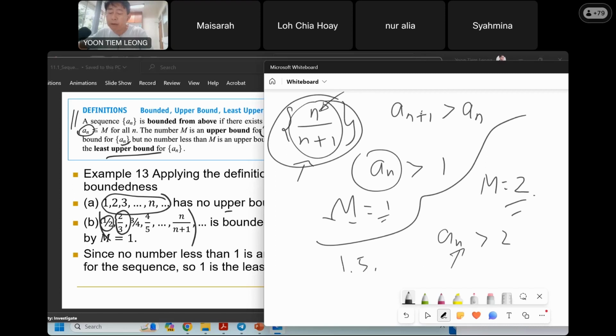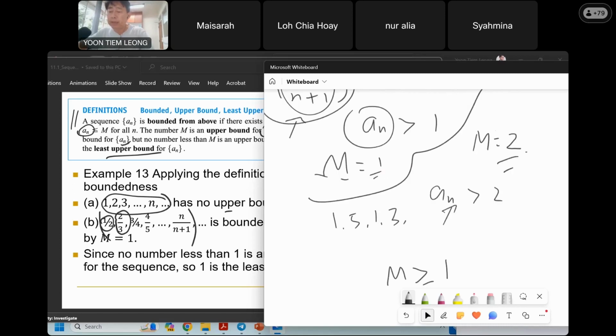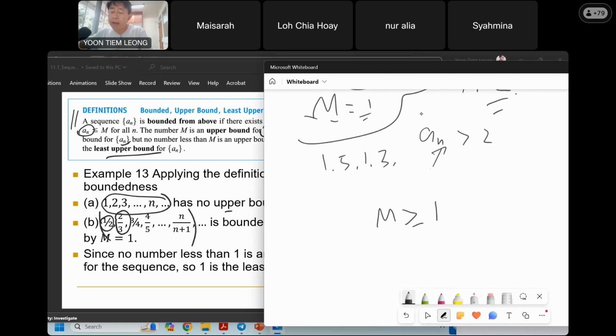1.5 is also an upper bound. 1.3 is also an upper bound. Any number m that is larger than or equal to 1 is an upper bound of the sequence an. But out of all these many upper bounds, m equals 1 is the smallest of all the possible upper bounds. So the smallest upper bound is known as the least upper bound.